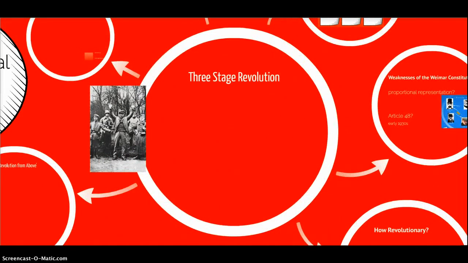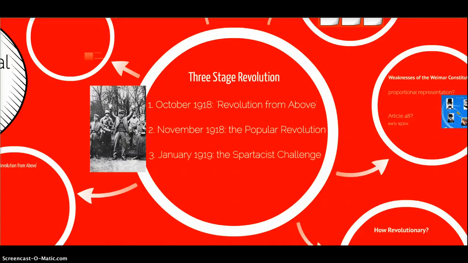Let's move on and look at the revolution itself. So this takes place in 3 stages. It's like a 3-act play. The first, in October 1918, is the revolution from above, an attempt by the conservative elites to restructure Germany along more democratic lines and hopefully retain something of a grip on power. The second stage, in November of 1918, is the popular revolution of the moderate socialists. And the third stage, in January 1919, is an attempt by the extreme socialists, the extreme left wing, to take power. This leads finally to the establishment of the Weimar Republic.